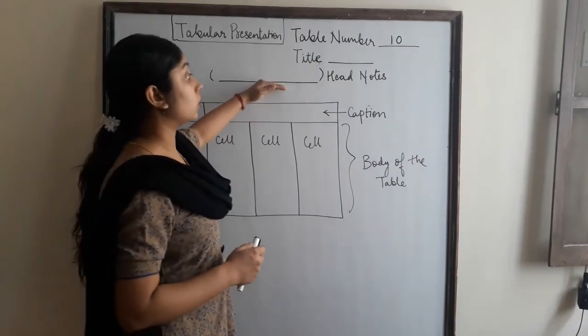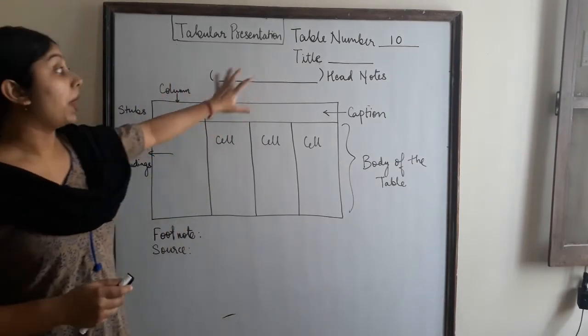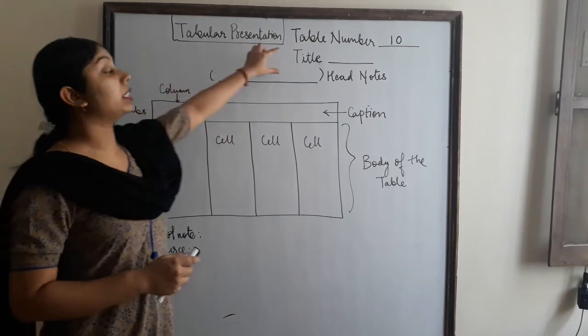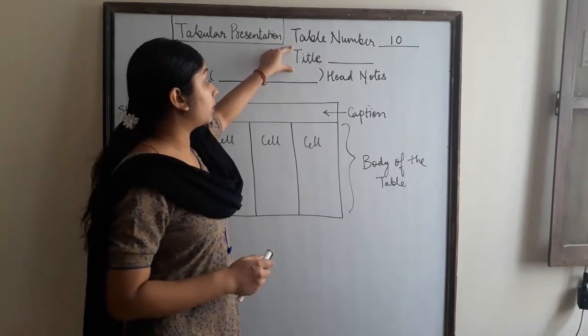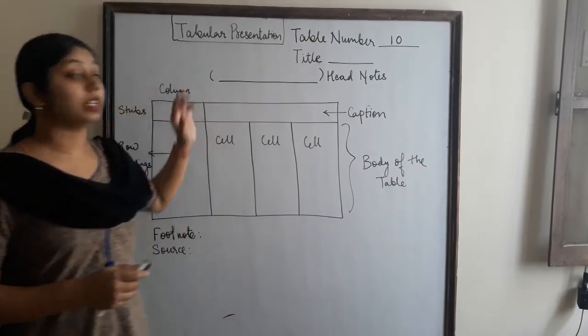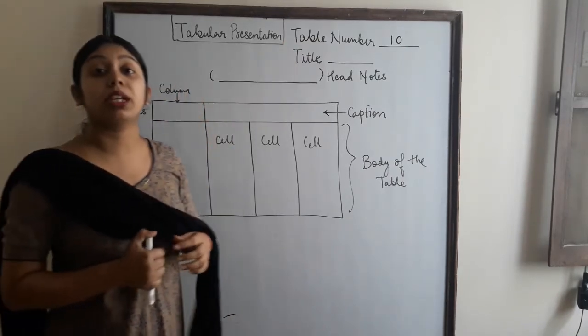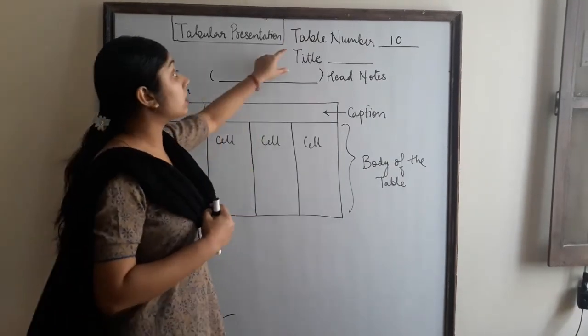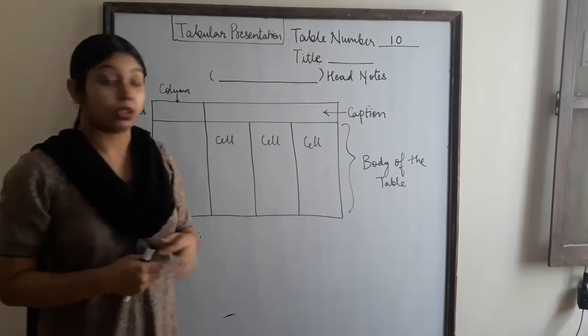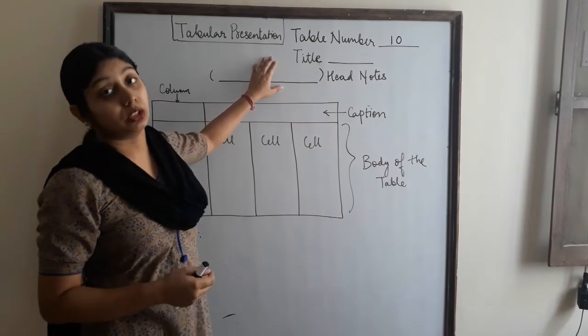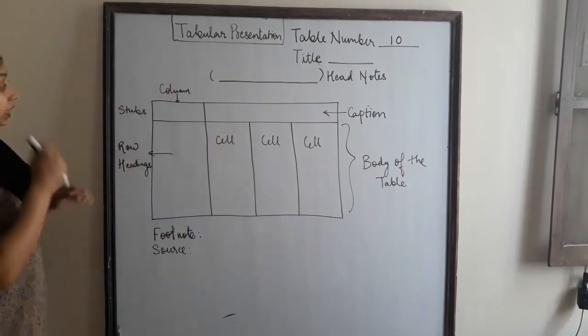Next we have head notes. This is given when we have to supplement the title with extra information. If you are presenting data in a tabular form and you think that there is something lacking, because titles are always short and simple and you have to give extra information, you can give it in the head notes. Then this is the table.